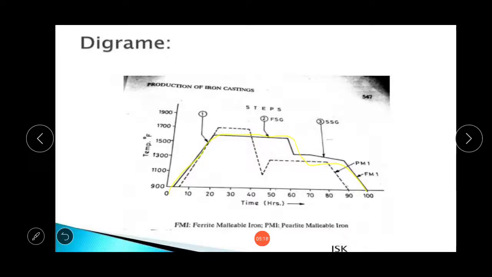This is a ferritic malleable cast iron, and this is the cooling curve of the ferritic malleable cast iron, and the dotted region is the cooling heat treatment of the pearlitic malleable cast iron. In the pearlitic malleable cast iron, there is the absence of SSG, which is discussed in the previous slide. Next slide.